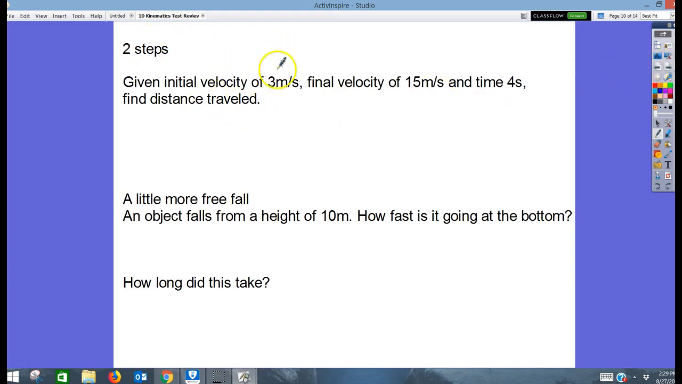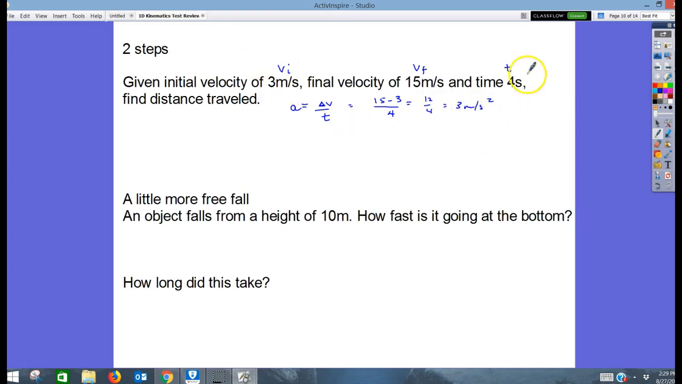Some problems require 2 steps. Given an initial velocity of 3 meters per second and a final velocity of 15 meters per second and a time of 4 seconds, find the distance traveled. Well, in order to solve for this, I need acceleration first. So acceleration is that change in velocity over time. So that's going to be 15 minus 3 over 4 seconds. 15 minus 3 is 12, over 4. So I get 3 meters per second squared.